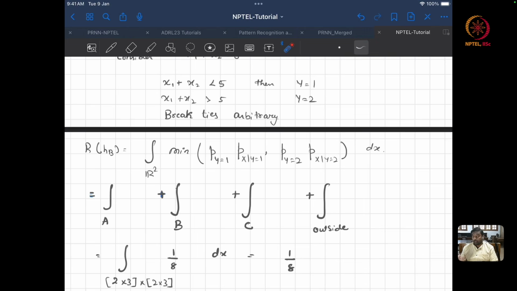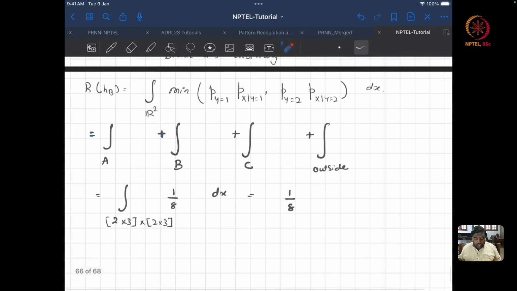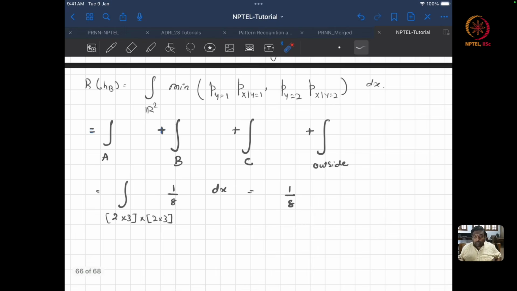Now please look into this. I haven't even brought in that line at all. So now, when we say that something is a Bayes classifier, we know that the Bayes classifier is the one that gives you the least risk. Now I am able to obtain the risk which is 1/8. So now I need to calculate, when I have that line, what is the risk involved?